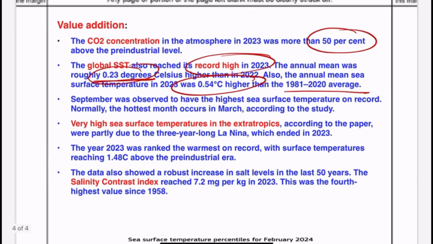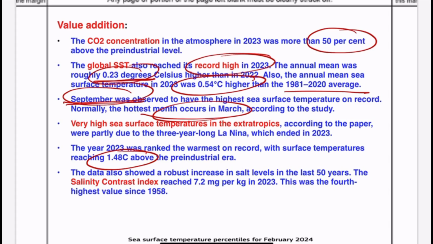And as compared to the pre-industrial era, it has risen up to 1.48 degrees Celsius. So compared to pre-industrial era or different timelines, we can write that the sea surface temperature is continuously rising. Also, normally the hottest month is recorded in the month of March, but in 2023, the hottest month was recorded in the month of September, because of which there was more number of cyclones in the month of September in 2023.